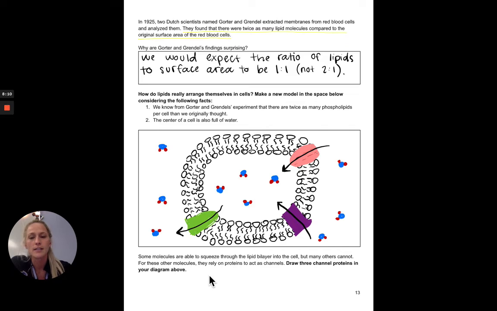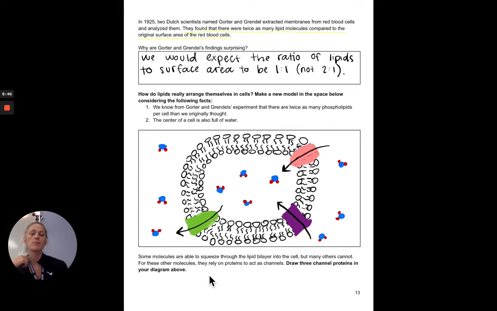And it says some molecules are able to squeeze through the lipid bilayer into the cell. So for example, our cells need water, and they need other things that go through the cell, right? But for these other molecules, they're not able to go through the lipid bilayer. So they have to have some sort of means or door or tunnel to get in and out of the cell. So scattered throughout our cell membrane, we've got a bunch of proteins that act as channels or tunnels.